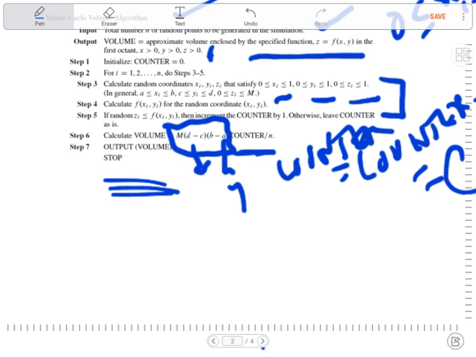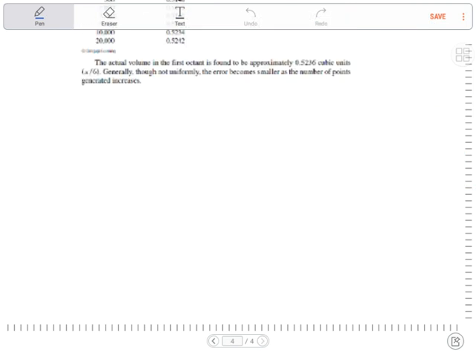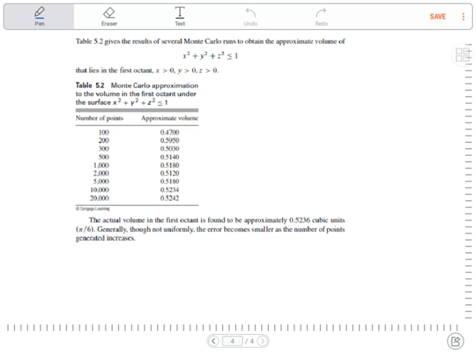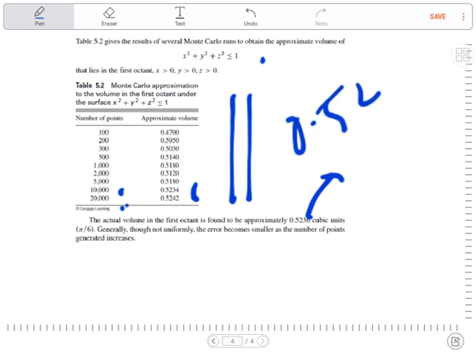Similarly, you can calculate it directly, or you can use this approximate Monte Carlo simulation method to generate the solution. The actual volume is 0.5236, and you can see that if you go on increasing the number of trials, only then do you come very close to 0.5236. Otherwise if you just use 100, see the deviation: 0.47 comes as the answer, whereas the actual answer is 0.5236.